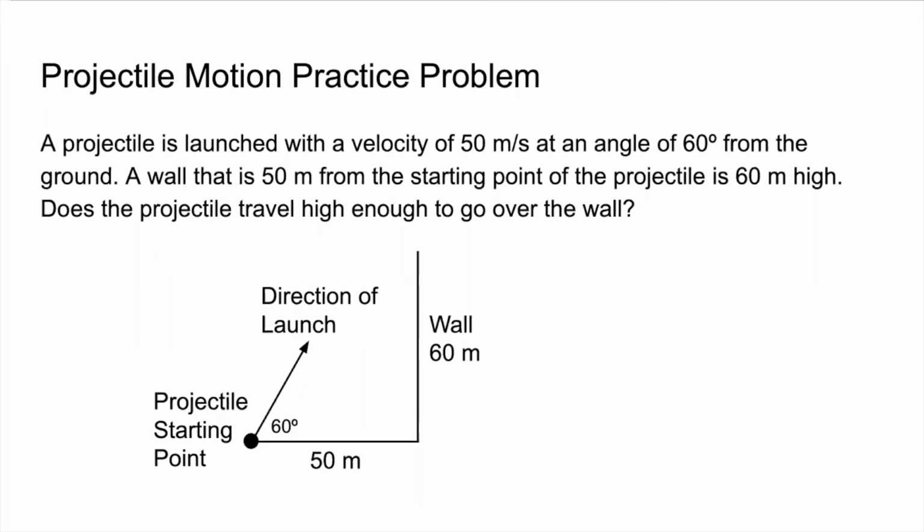Here's the projectile motion practice problem. The process for solving this problem is similar to the example problems we've seen. This time you want to solve for the amount of time the projectile is in the air before it reaches the wall, and then you want to solve for the height of the projectile at that time. If you want to give this problem a try, pause here. The solution will come in 3, 2, 1.